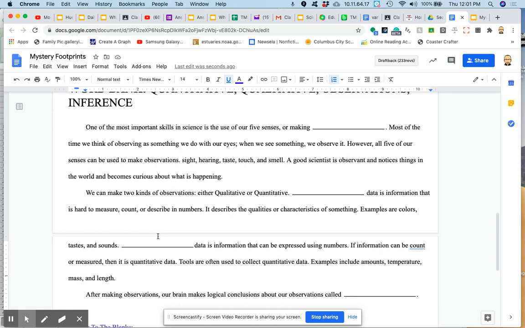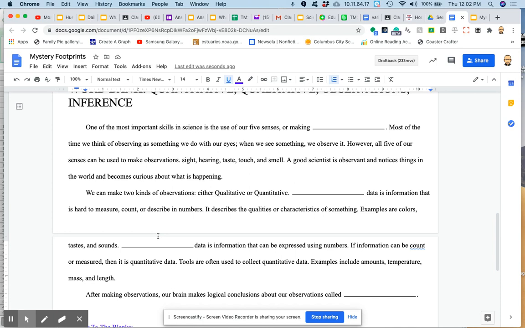We can make 2 kinds of observations, either qualitative or quantitative. Qualitative data is data that is hard to measure, count, or describe in numbers. It describes the qualities or characteristics of something. Examples are colors, taste, and sound.